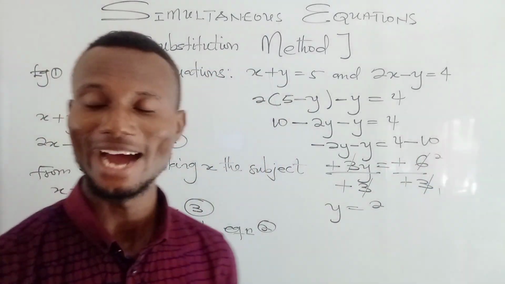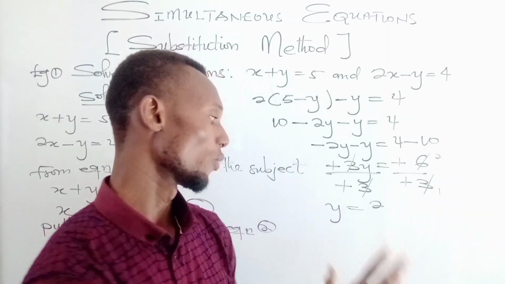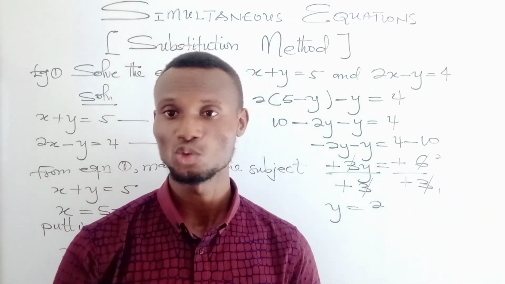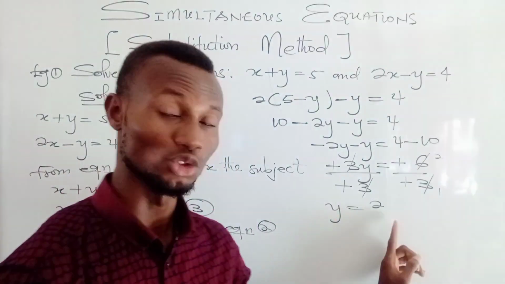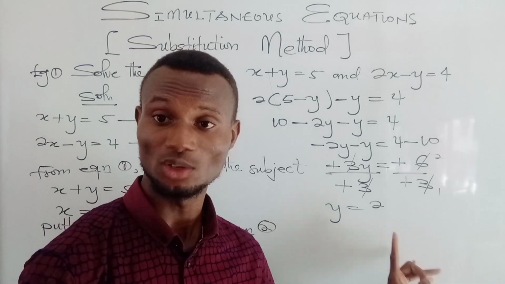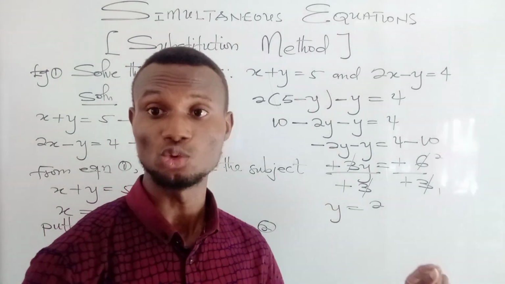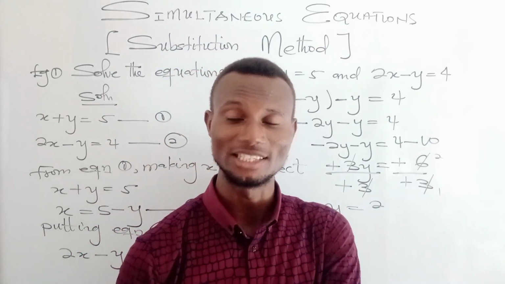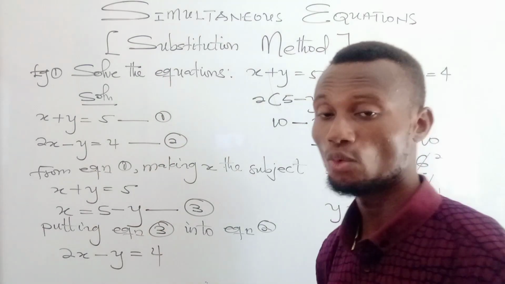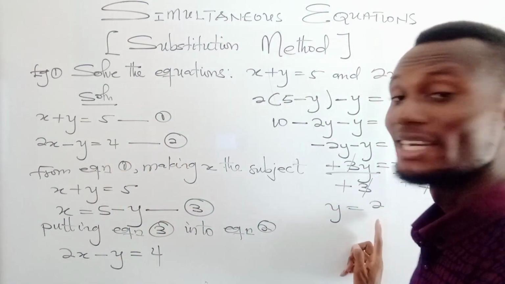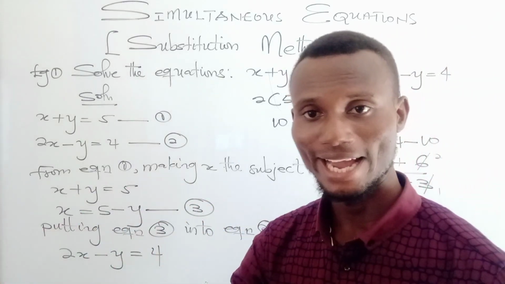I hope you understand and you agree with me up to this point. So we've gotten the value for y, which is 2. Now we need to get the value for s also. You can substitute the value of y, which is equal to 2, into any of the 3 equations. We have equation 1, 2, and 3. Any of the equations that you want, you can put the value of y into it so that you solve for s.